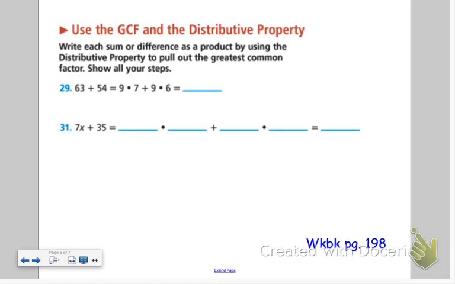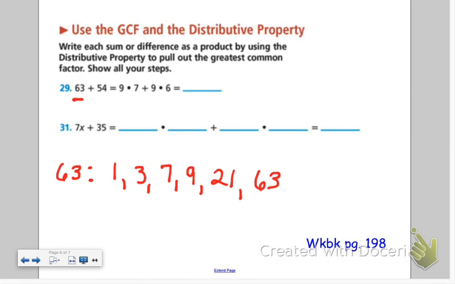Look at 63 and 54. Well, you could obviously add up 63 and 54 and get your answer. But you could also do this another way. Instead of adding, you can rewrite the problem using the distributive property. Take a look at 63. If I were to list out all the factors of 63, let's see, I've got 1, 3, 7, and 9, and 3 times 21 gives you 63, and of course 1 times 63 gives you 63.